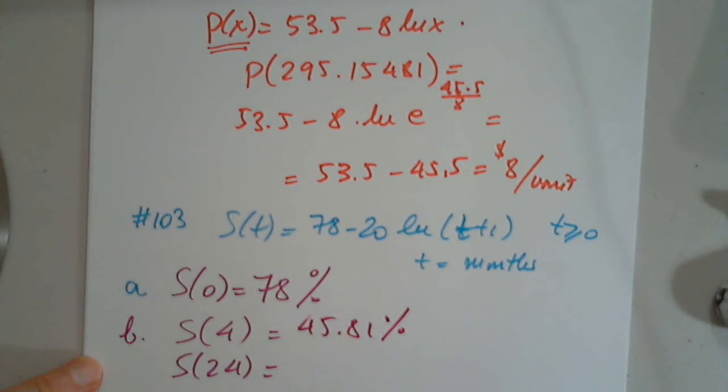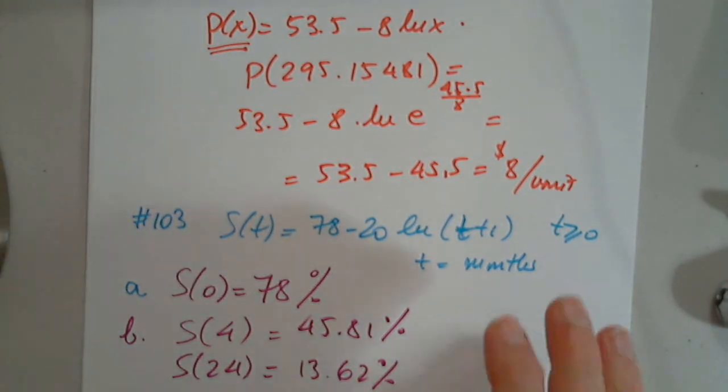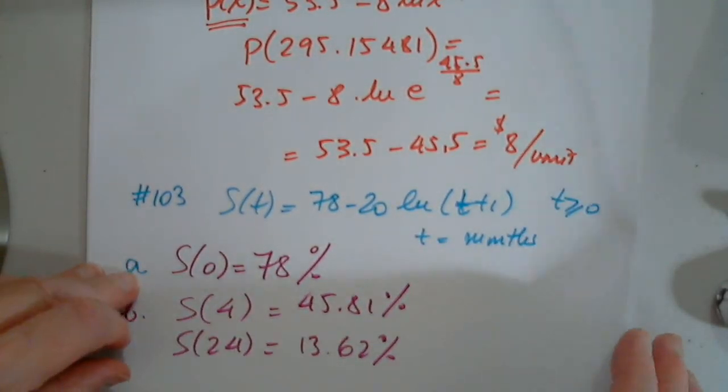45.81%, and the other one 13.62%. Good. So part B we have, part C we have. What percentage of the original answers did the students retain after 2 years? How do we determine that? Anyone? So that's part C. What percentage of the original?